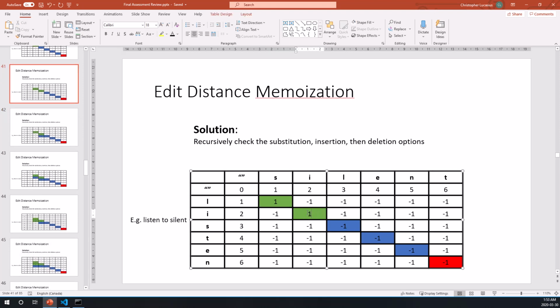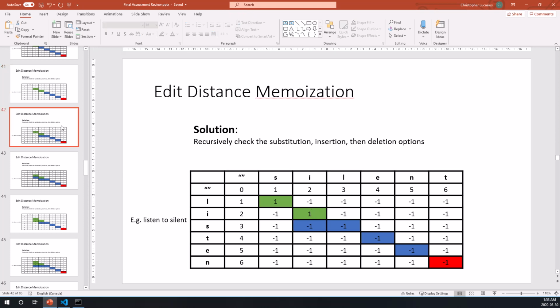I go to this case and look, well, these characters are equal to each other. So I don't need to recurse even on the other cases. All I've got to do is just copy the value of the smaller problem from L to S rather than Li to Si. So I'm just going to copy over the 1. I'm going to keep on going.